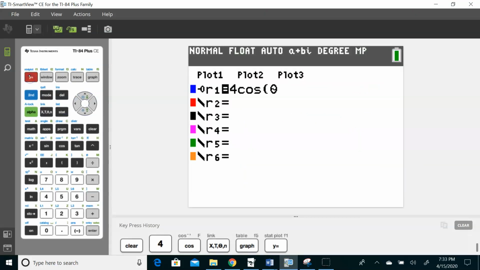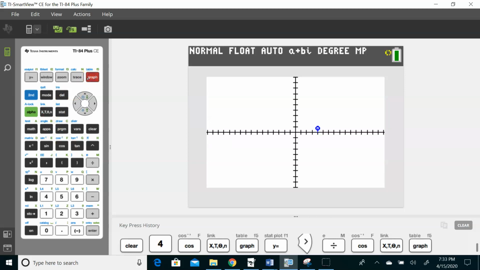Now, I cannot put in 4 secant of theta, but I could definitely put in 4 divided by cosine of theta. And when I graph this, I do get a vertical line. It's kind of weird. It starts on the x-axis and goes all the way up and completes the process.